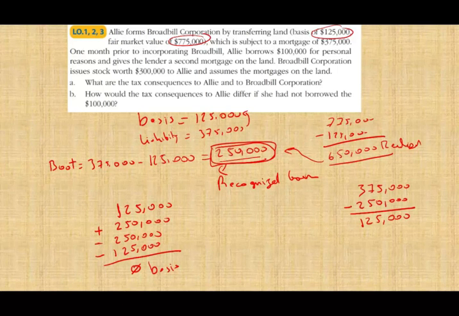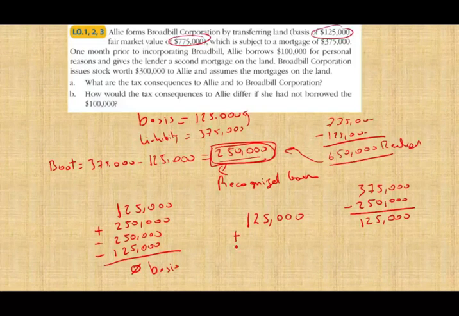Now, what is the basis for the corporation? The basis for the corporation is the basis of the property transferred, 125, plus the gain recognized by the shareholder. The gain recognized by the shareholder is 250. Therefore, the basis for the corporation is 375.